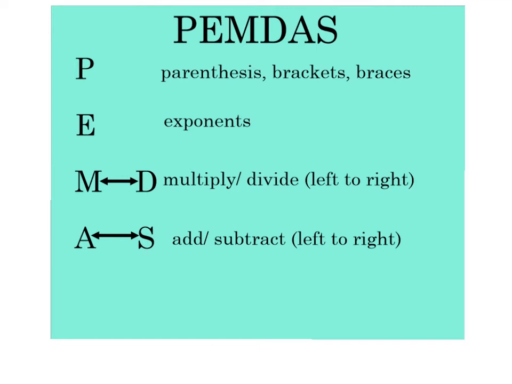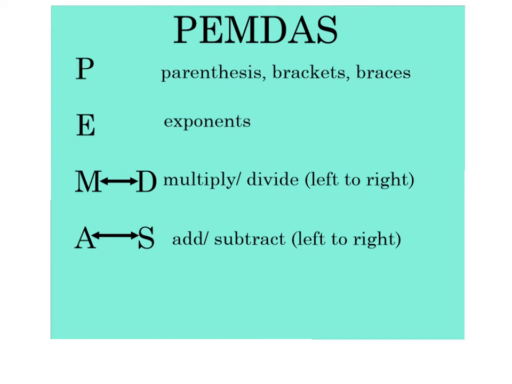So mathematicians have come together and have agreed upon this order for operations when there's more than one in a particular question. PEMDAS is the abbreviation that we use, P standing for parentheses, brackets, and braces, E standing for exponents, M and D standing for multiplying or dividing, A and S standing for adding and subtracting.